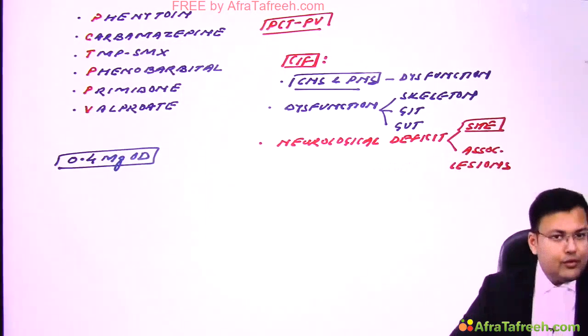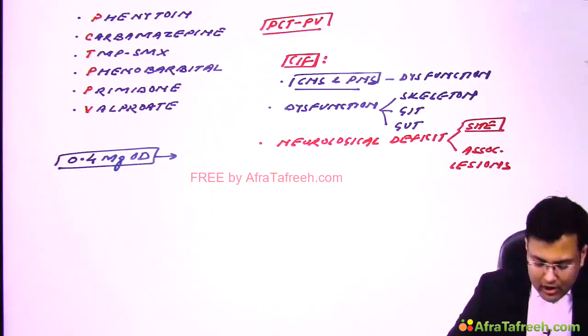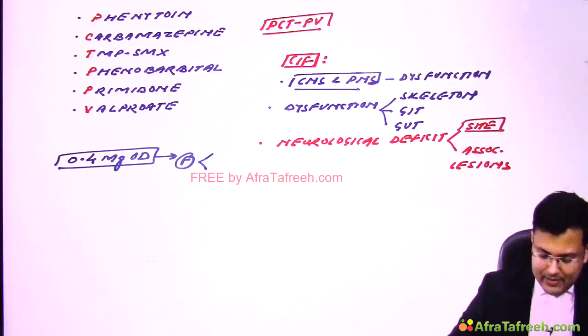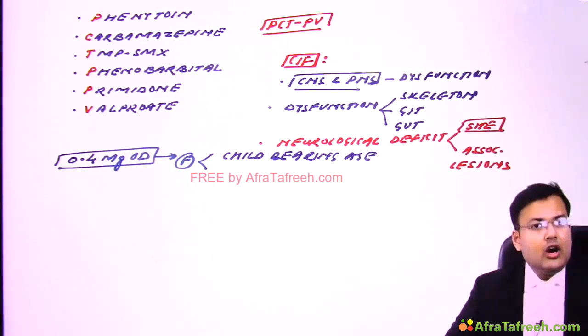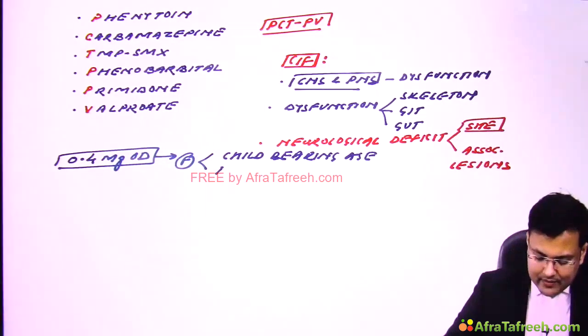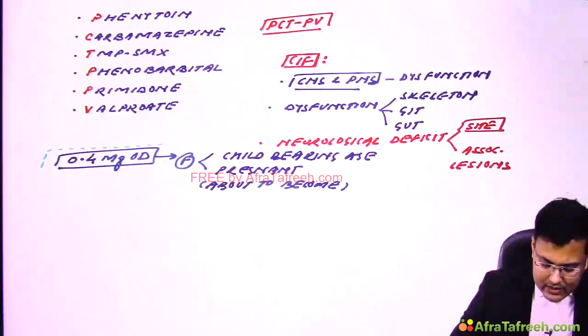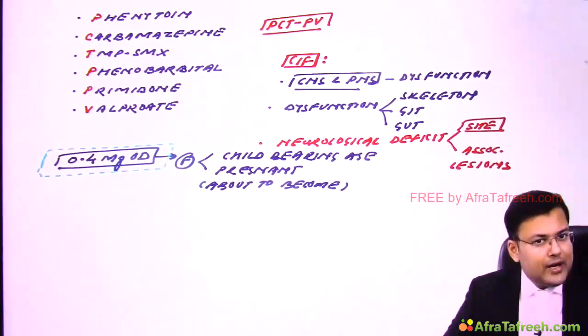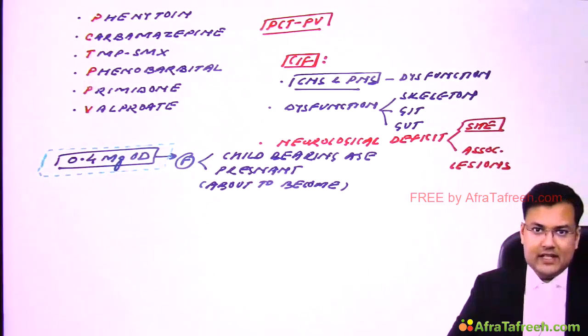So it is 0.4 milligram per day. So 0.4 mg OD. In which patients? In all females who are of childbearing age, or who are about to become pregnant. Clear? So what is the question which is asked? They ask this dose. How much? It is the 0.4 mg OD. So this is how we can prevent the neural tube defects.